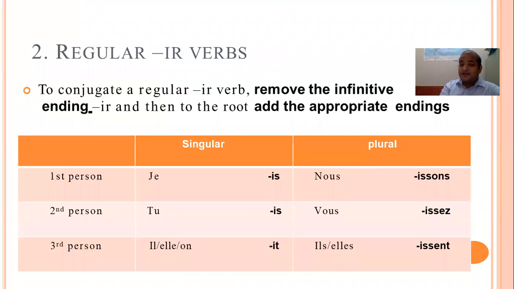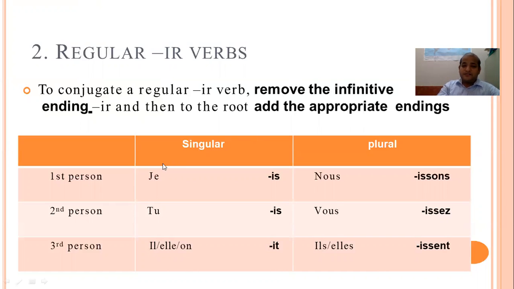To conjugate a regular IR ending verb, remove the infinitive ending IR. Suppose there is a verb like finir, that we will do in the next example. You have to remove the IR of that verb. In ER ending verbs, we used to remove the ER of the verb. We will be removing the IR of the verb here. And these are the endings on the screen, as you can see.